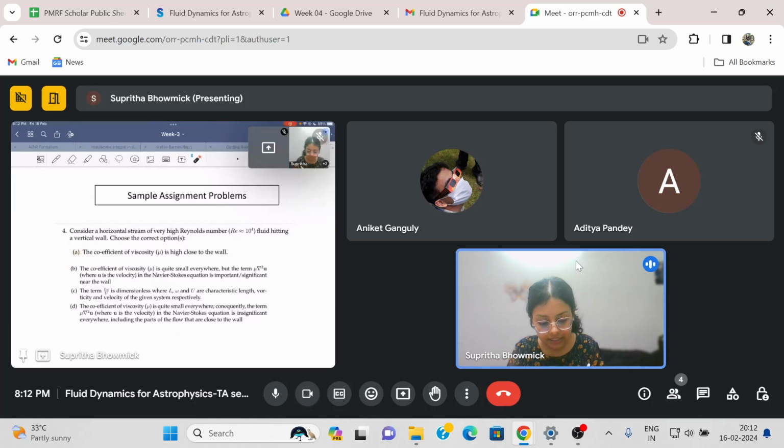Now, the coefficient of viscosity is quite small everywhere, but this term in the Navier-Stokes equation is significant near the wall. True. Very good. Let me go through the logic of why it's true. I can tell that the coefficient of viscosity is quite small everywhere because the Reynolds number is very high. Remember, the Reynolds number was U times L divided by nu. If nu is very small, that is when I expect Re to be this large.